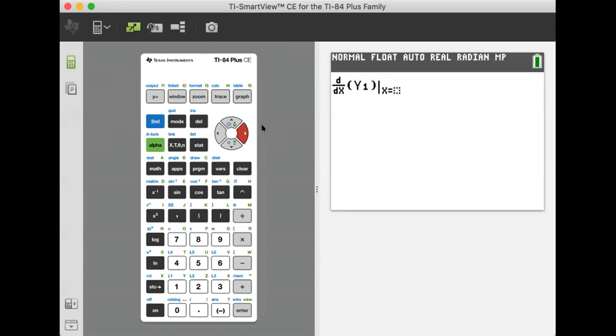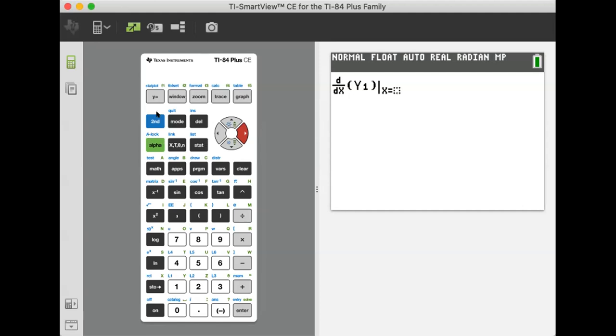Wait, hold on. You need to wait. You said alpha what? F4, alpha trace, enter, trace, and then it's enter, Y1. Oh, okay, because that's where you put the equation.